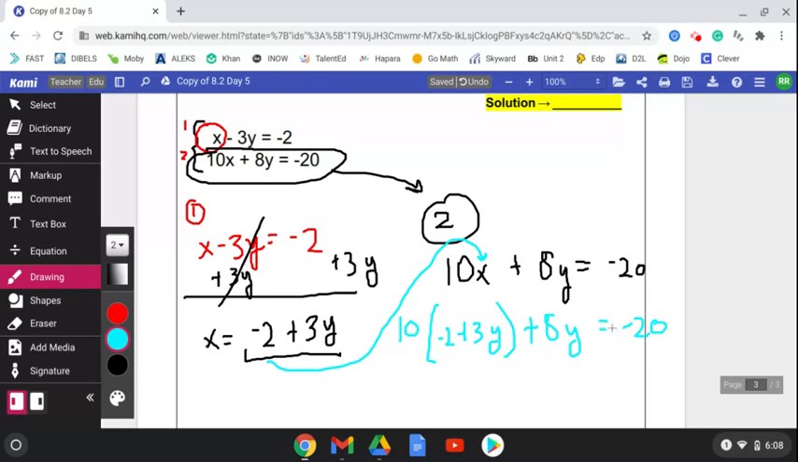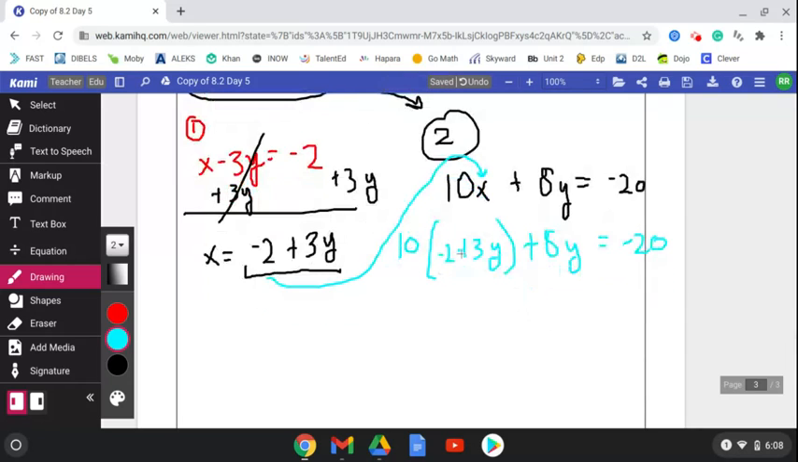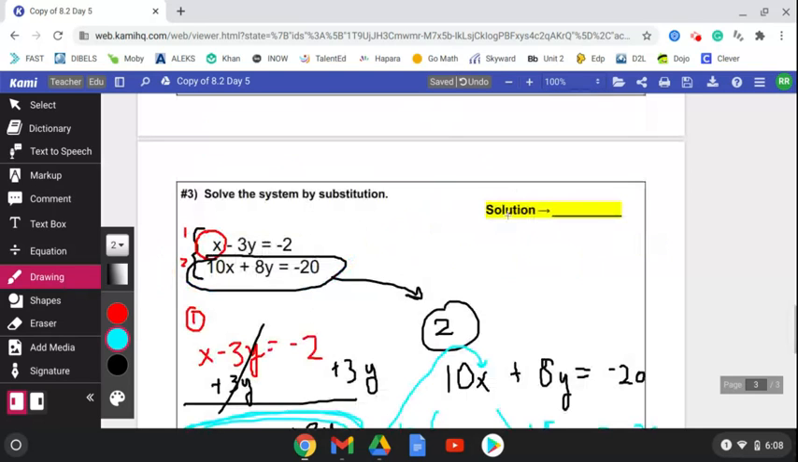From this point, you have an equation with one variable. Distribute the 10, then combine like terms, get the variable on one side, numbers on the other, and solve for y. Once you have y, then plug it back into this equation to solve for x. Once you have your x and your y, then you're ready to write your xy ordered pair solution.